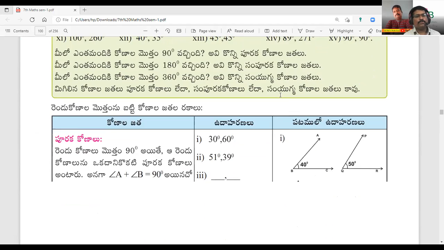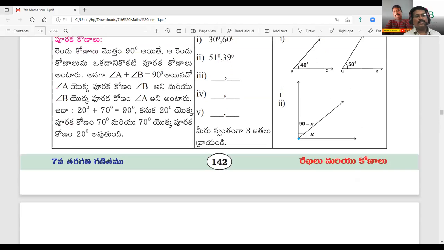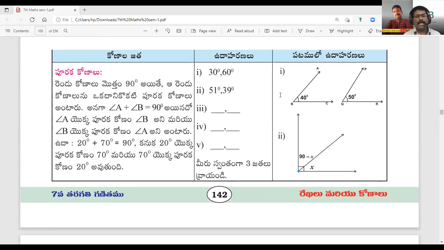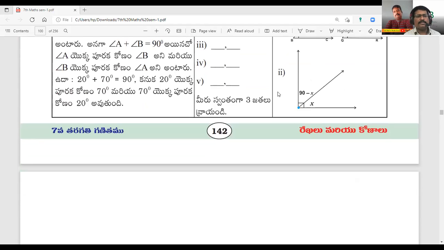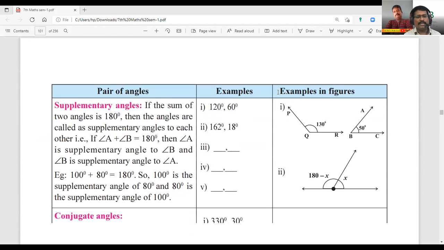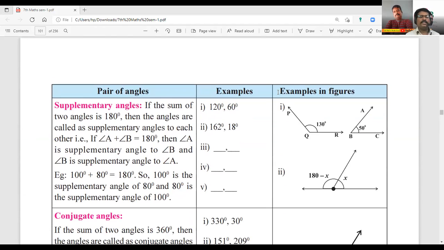Right. So complementary angles is nothing but if the sum of two angles is 90 degrees, then we call them complementary angles. So now supplementary angles. Supplementary angles is nothing but, one minute, Nana. If one ray is like this and another ray, one minute.